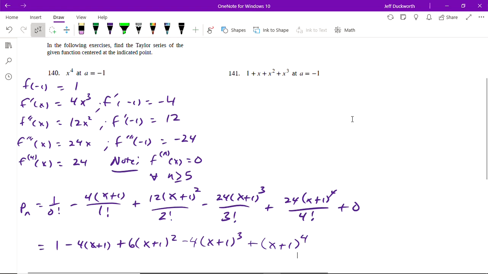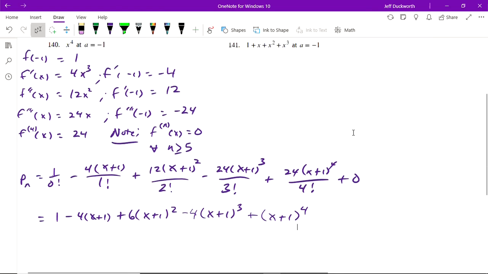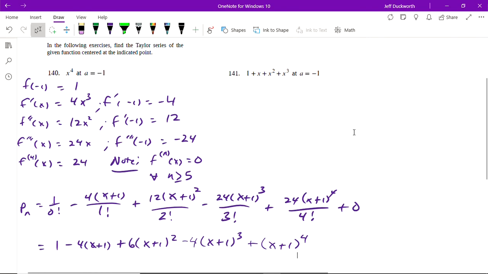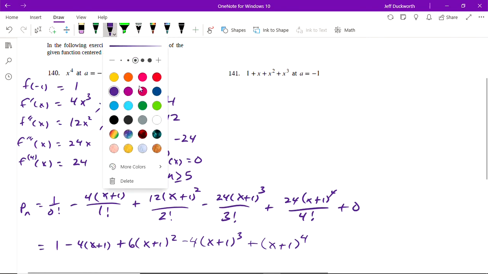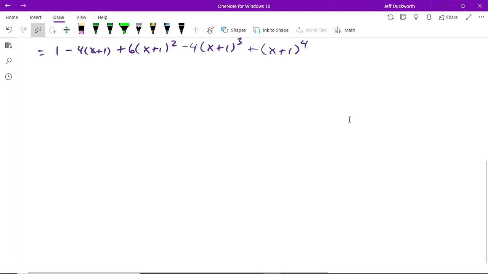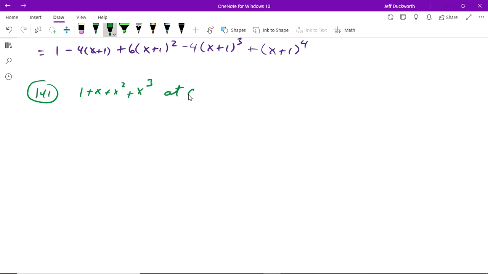All right, let's see what we can do about this other one here. Let me just write this one down here, going from below. I kind of ran out of room on the side there. It's going to be a equals -1. So this was 141. And this was 1 plus x plus x squared plus x cubed at a equals -1. That's the problem we're trying to do right now.